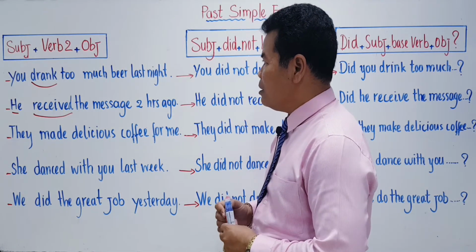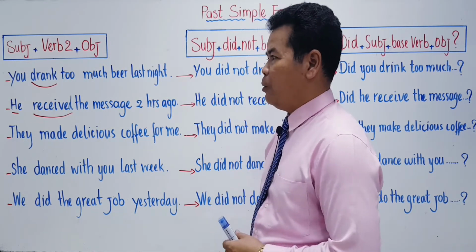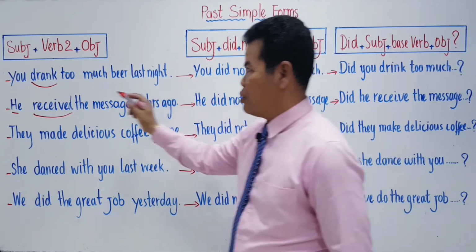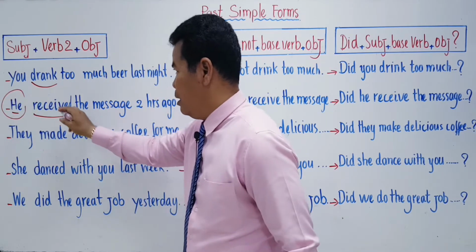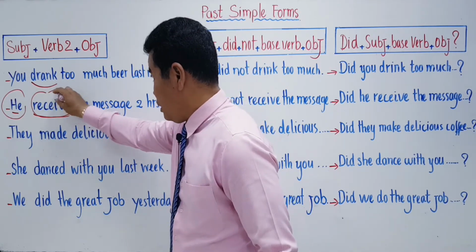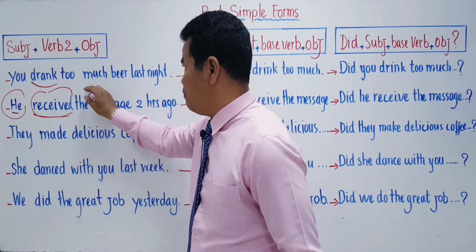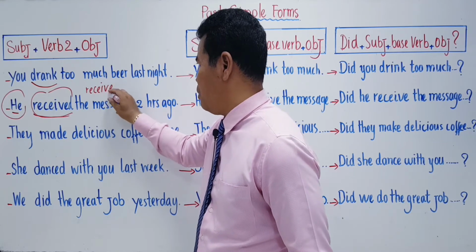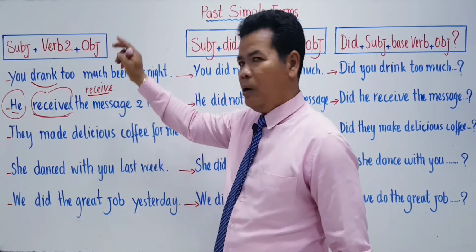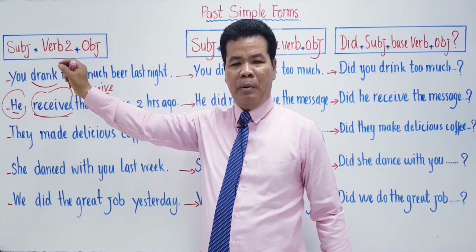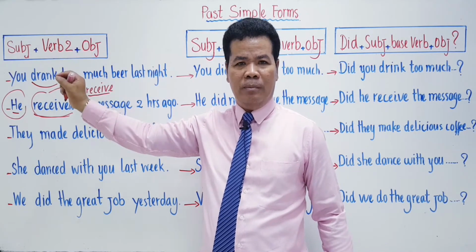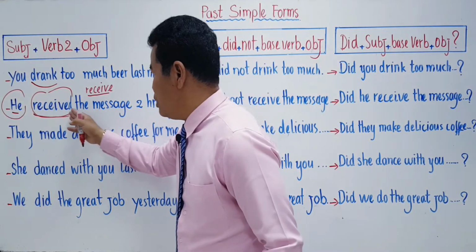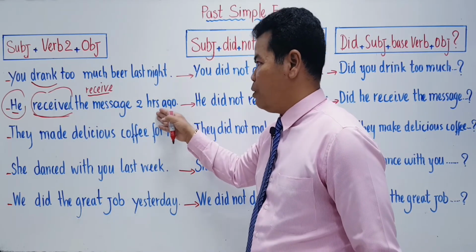He received the message 2 hours ago. So he is the subject. Received is the past simple verb from infinitive receive. This is very important. You have to know both columns: base verb and past simple verb, verb 1 and verb 2. So, he received the message 2 hours ago.